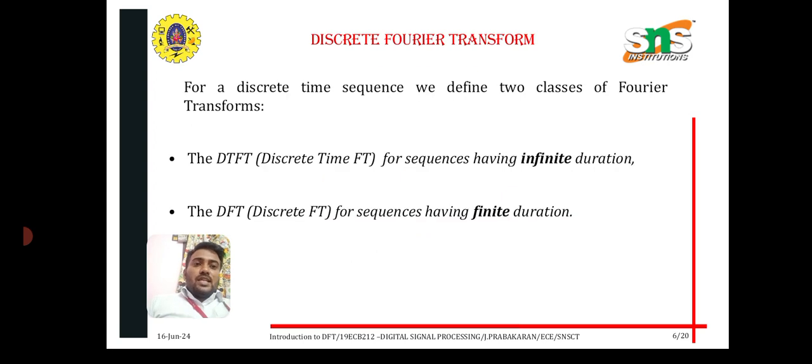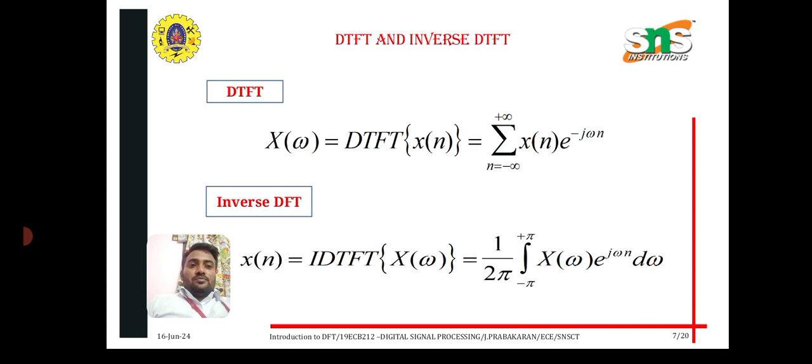For a discrete time sequence, we define two classes of Fourier transform: the discrete time Fourier transform for sequence having infinite duration, and the discrete Fourier transform for sequence having finite duration. The mathematical expression for DTFT, which is represented by capital X of omega, is equal to summation n equal to minus infinity to infinity x of n e power minus j omega n.